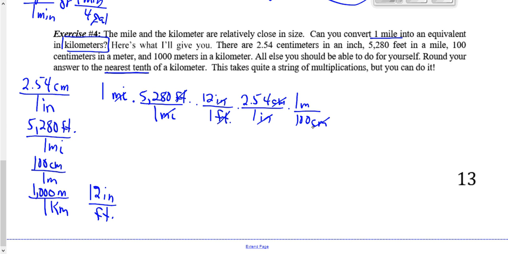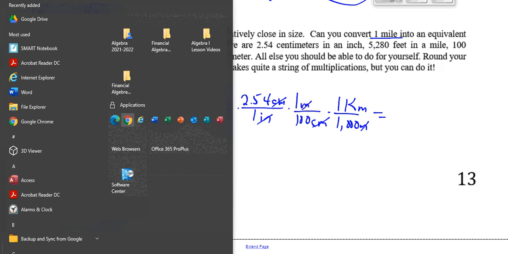Cancel, cancel. Well, I don't want meters, I need kilometers, yeah? Times what? 1 kilometer over 1,000 meters. Now they cancel, right? We only have kilometers left. And then I'll get my calculator.